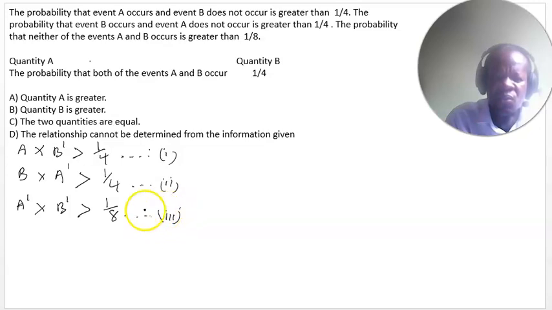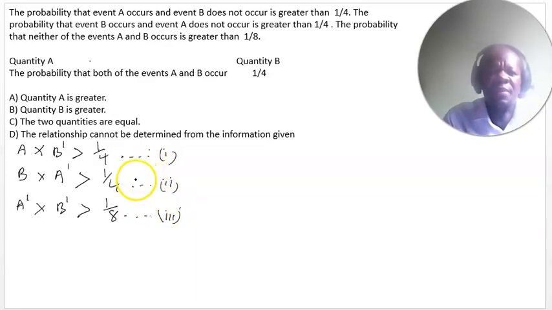So we have two quantities to compare. Quantity A says the probability that both of the events A and B occur. So that means A and B occur at the same time. Now, how do we go about calculating that given the inequalities we have generated? What we are going to do is make B complement the subject of formula in the first inequality, and then make A complement the subject of formula in the second inequality, and then substitute for A complement and B complement in the third inequality.